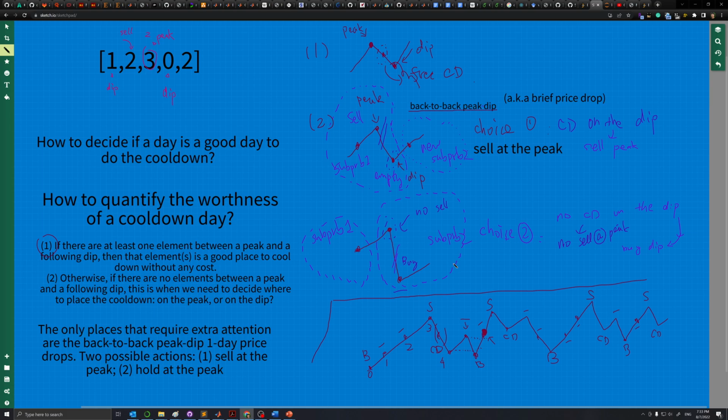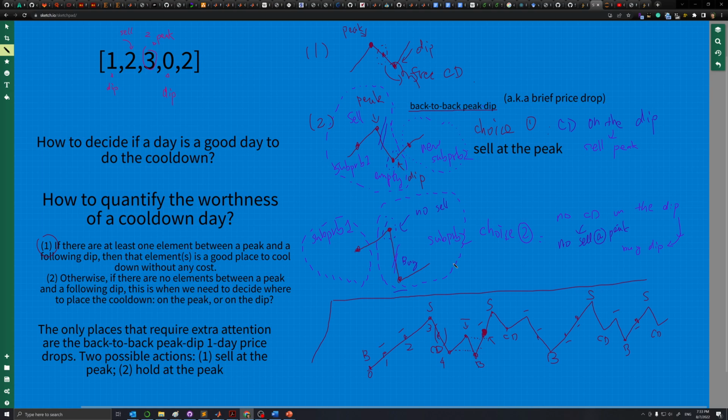Find the best way to split them, huh? So what do we do about it? What do we do about it? We're checking if it's worthwhile to include the peak and the dip in the left subproblem 1. Right, if it's worthwhile to do that.